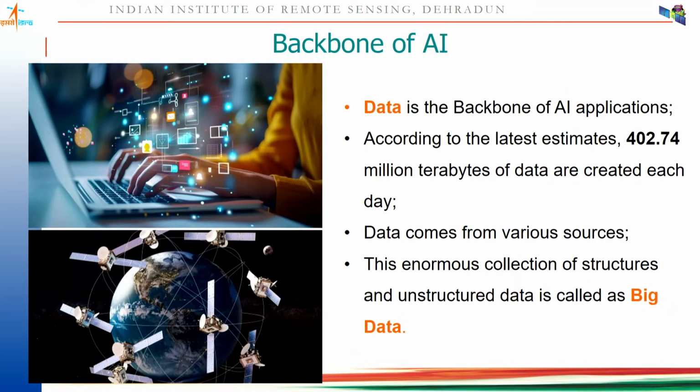So here we are talking about AI today, artificial intelligence. The backbone of AI is data. According to the latest estimate, around 400 million terabytes of data are created each day. You can understand how much data we are creating, and data is coming from various sources. And this data is structured and unstructured, which is called big data.